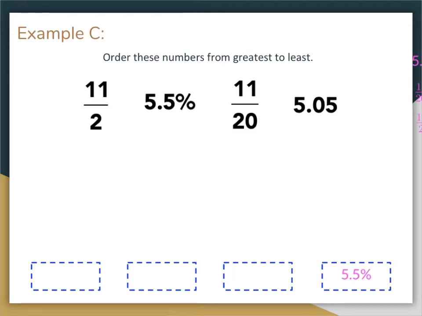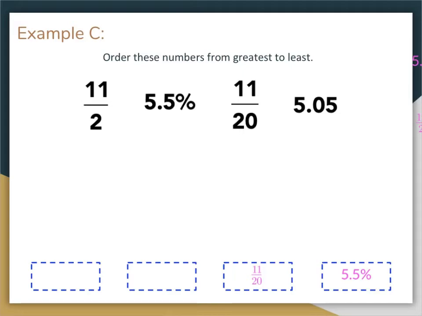Then I've got my 11/20. Again, that's going to be smaller than the other two numbers because the other two numbers are more than 1. So I'm going to just put that in as 11/20. And again, I didn't have to do any math there. I just used reasoning and benchmarking to determine that those things were less than 1 to save myself some time and energy. So now I'm down to 11 halves and 5.05. So I may not know which one is greater, 11 halves or 5.05. So I'm going to have to turn them both into decimals.